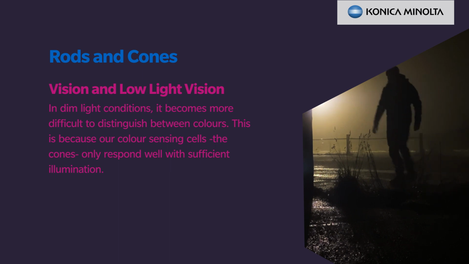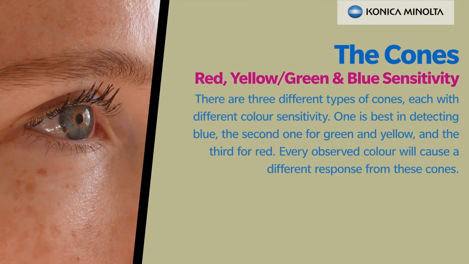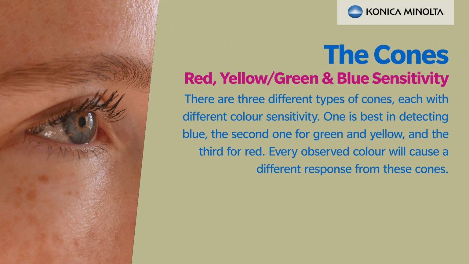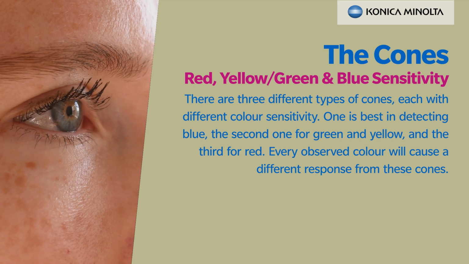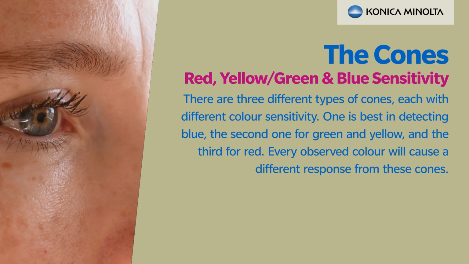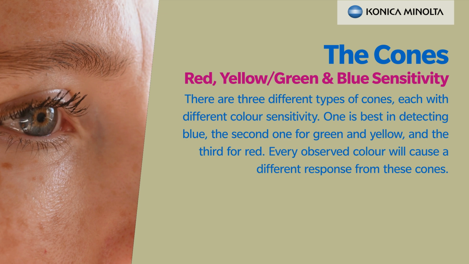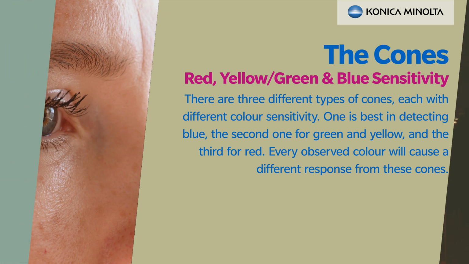There are three different types of cone cells, each with different colour sensitivity. One type is best in detecting blue, the second green and yellow, and the third for red. Every observed colour will cause a different response of these cones.